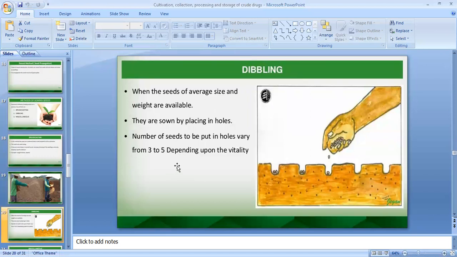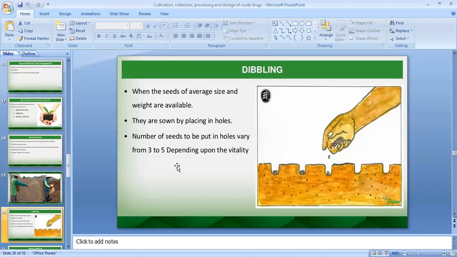The next method for seed propagation is dibbling. So we will see about dibbling. When the seeds of average size and weight are available, second, they are sown by placing in holes. The number of seeds to be put in holes varies from 3 to 5 depending on vitality.